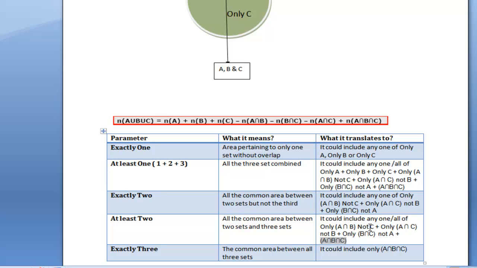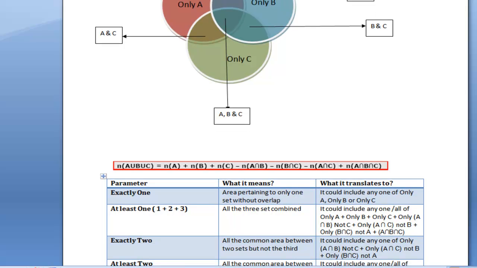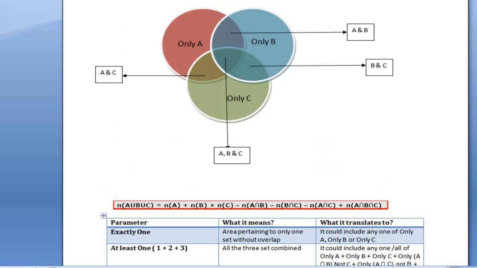If you see, I have marked "any or all" as an important parameter here whenever it comes to "at least". That is essential for you to understand. Why? Because when I say at least one, it includes 1, it includes 1 and 2, and it includes 1 and 2 and 3 as well. Right, let's go to exactly 3. That's very simple. That's the common area, which is A, B and C. I hope you understood the basics of a 3-set problem.